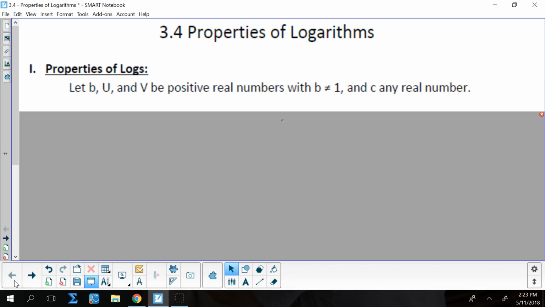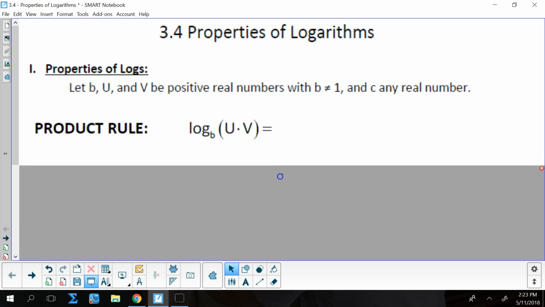All right, so we are going to be talking about the properties of logarithmic functions in class on Friday. You should have learned that b, u, and v, which you'll see here in a minute, are all positive real numbers. B cannot be 1. C can be any real number. Okay? All right, so as we're going through, just remember those.